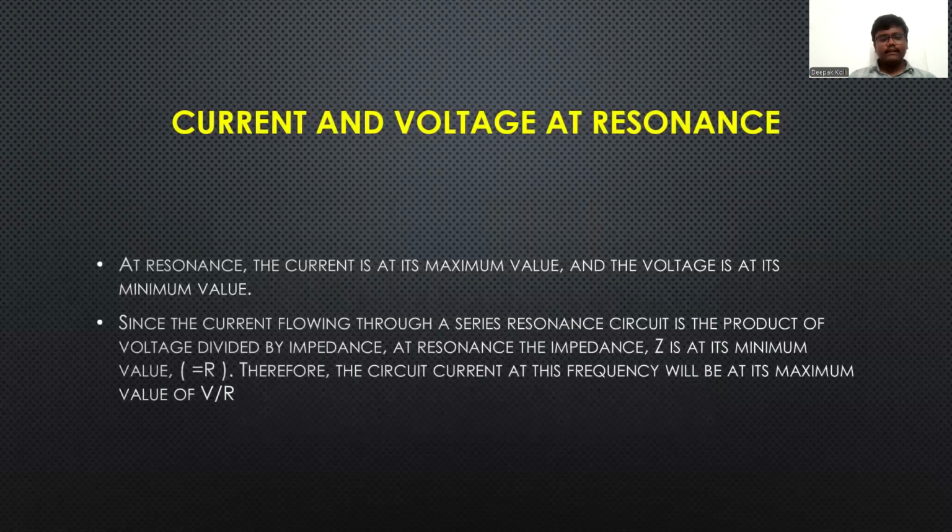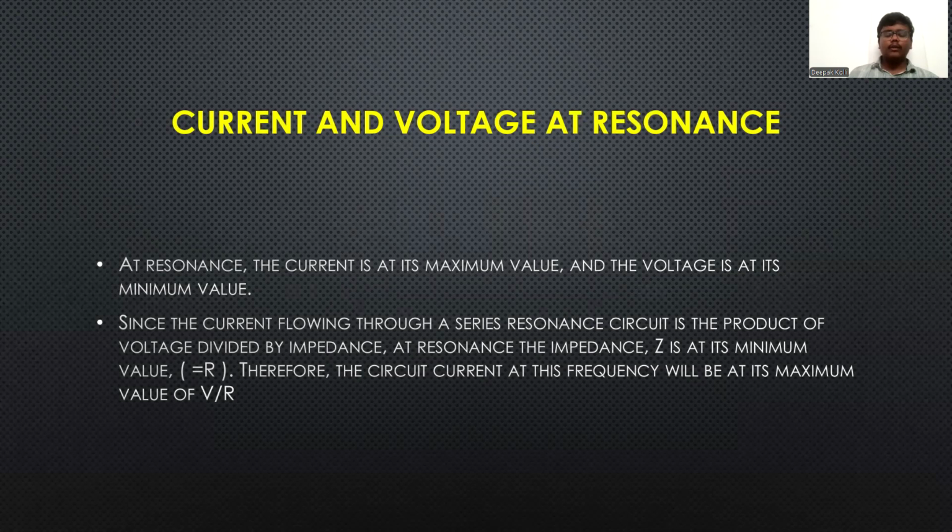Current and voltage at resonance. At resonance, the current is at its maximum value and the voltage is at its minimum value. As we know that at resonance, the impedance is at its minimum value, and we also know that the current is inversely proportional to the impedance. So, as impedance is at its minimum value, current will be at its maximum value.